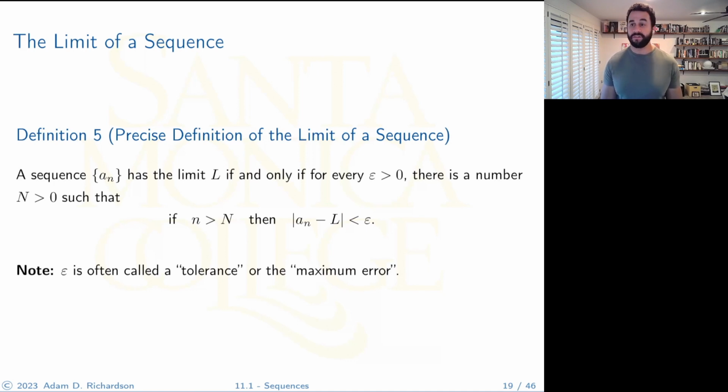As long as you go out far enough, and that's what this part is saying. So if you go out far enough in the sequence, then this distance will be small. You'll be really, really close to the limit. And if you can say that for every possible positive number, then your sequence converges to the number L. That's what it's equal to at the end, you could say. All right. We can talk more about it later.